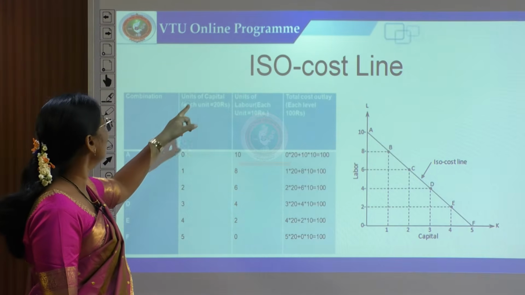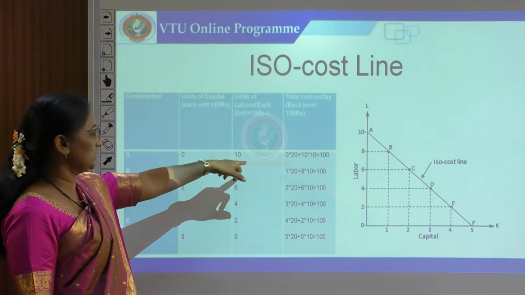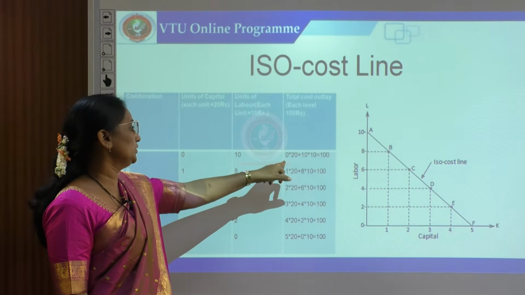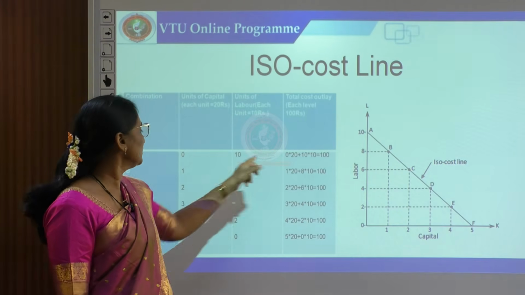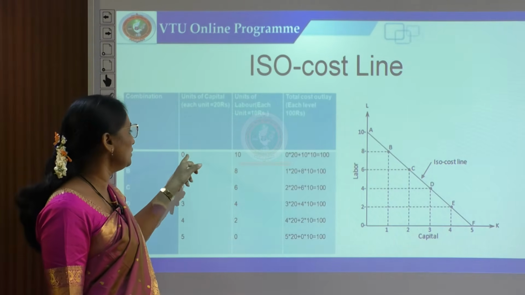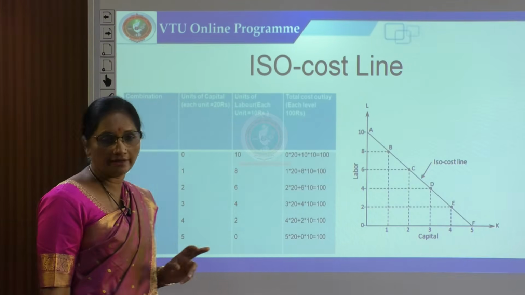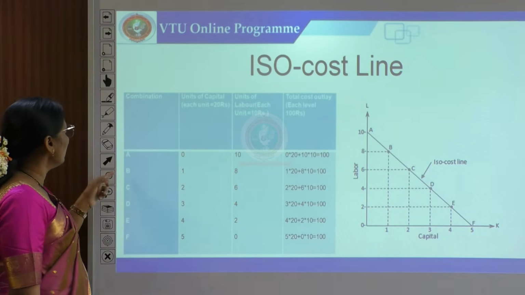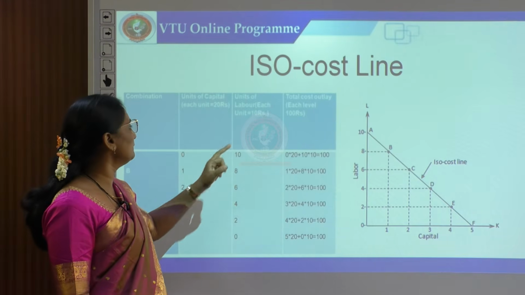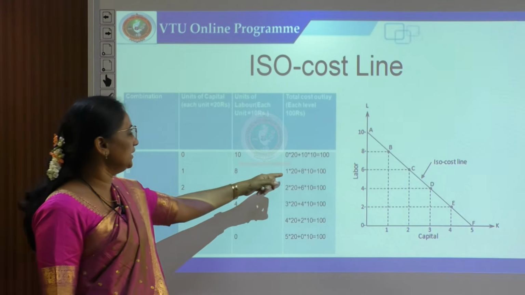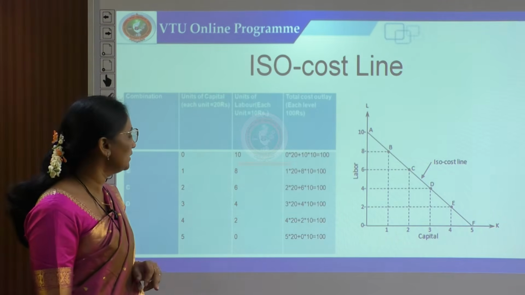See A combination, here the capital is 0 but labor is 10. This is also producing the 100 units. 0 into 20 plus 10 into 10 is 100. See 0 means here the capital is 0, so 0 into 20 plus 10 into 10, 100 units. And then we can go with the B combination. Here the units of capital is 1 and the units of labor is 8. So 1 into 20 plus 8 into 10, that is producing the 100 units of the output.